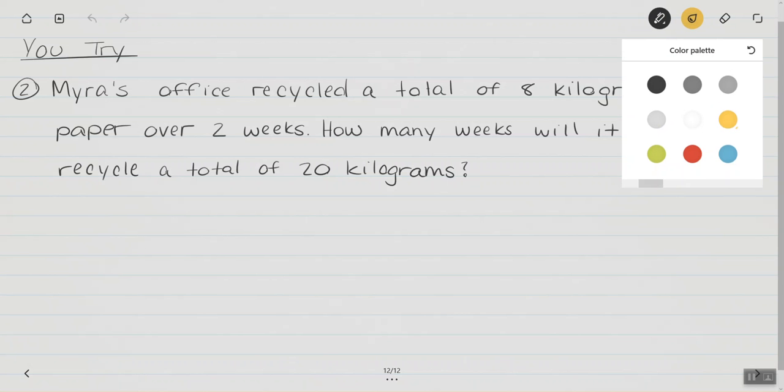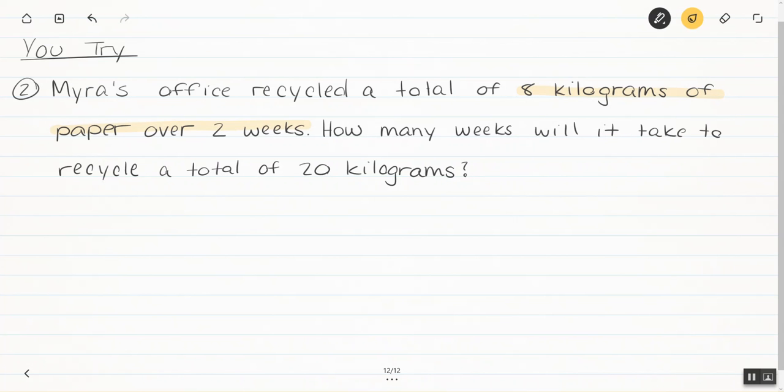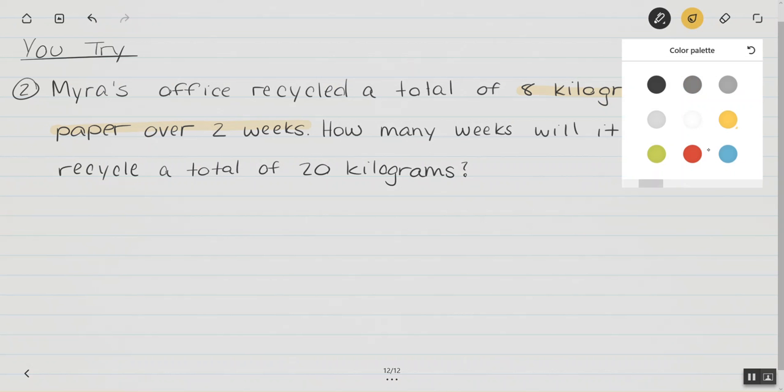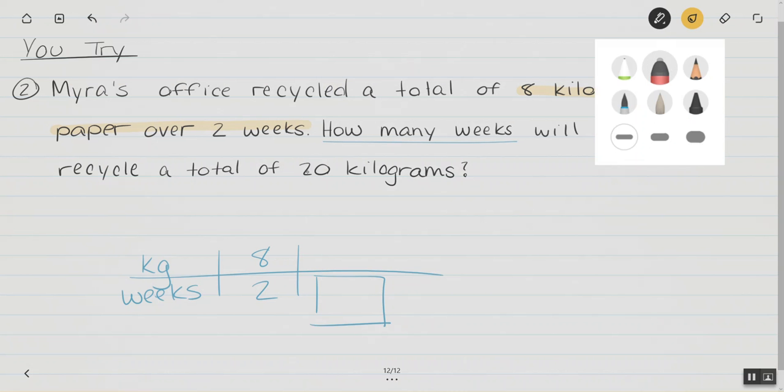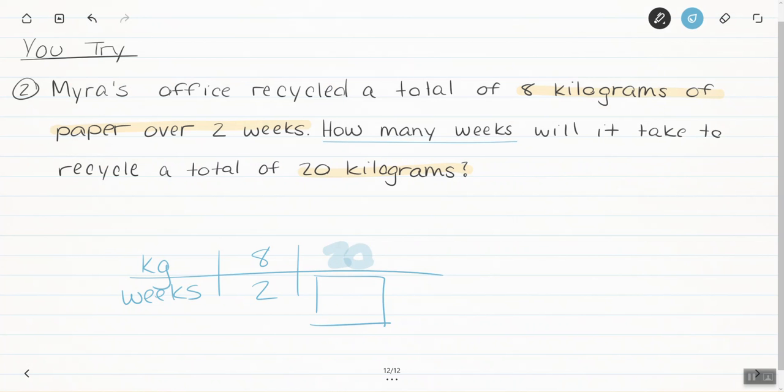So if we read this one, it says Myra's office recycled a total of 8 kilograms of paper for 2 weeks. So there's your first ratio, 8 kilograms for 2 weeks. So we are comparing kilograms to weeks. And we know that there are 8 kilograms for 2 weeks. Now it says how many weeks, so I'm missing weeks, will it take to recycle 20 kilograms? So I know 20 kilograms, so I'm going to plug that in where kilograms are.